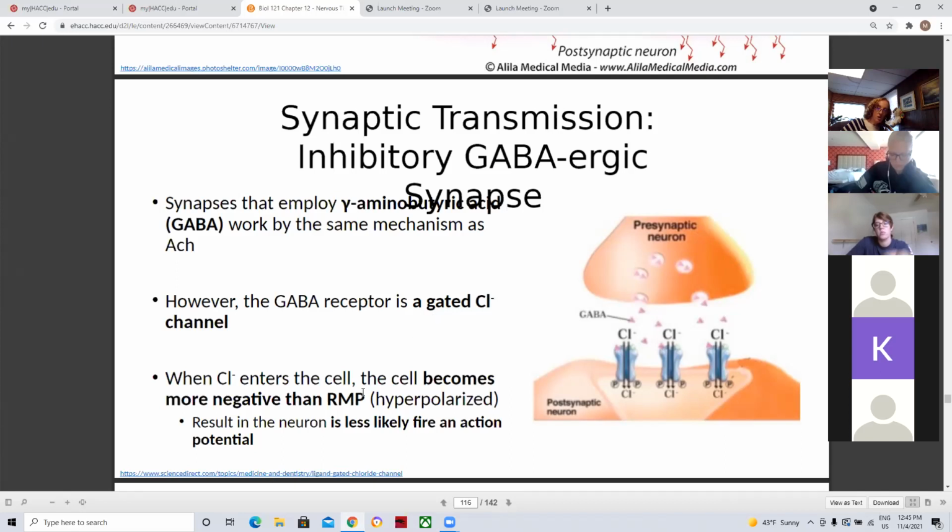So when chloride enters a cell, because GABA binds to its receptor, the cell becomes more negative than the resting membrane potential. And the result is that the neuron is less likely to fire an action potential. Remember, if a cell becomes more hyperpolarized, it's more negative than it was before, meaning it's less inclined to actually reach the threshold potential and fire an action potential.